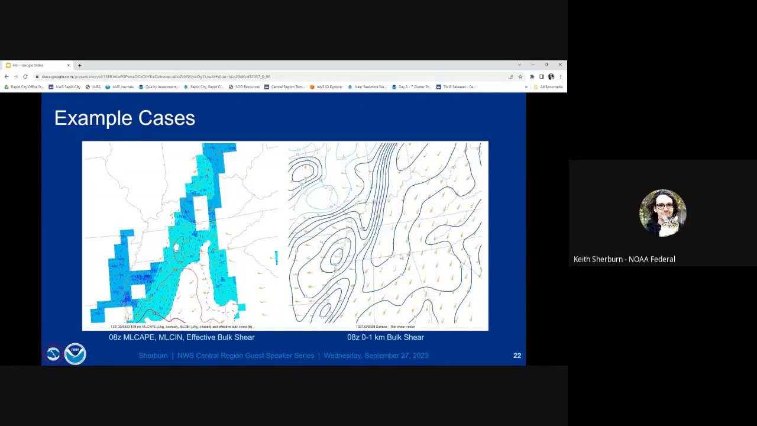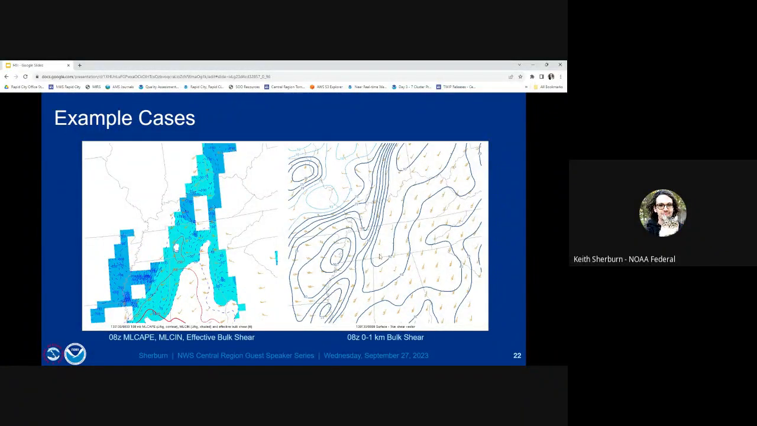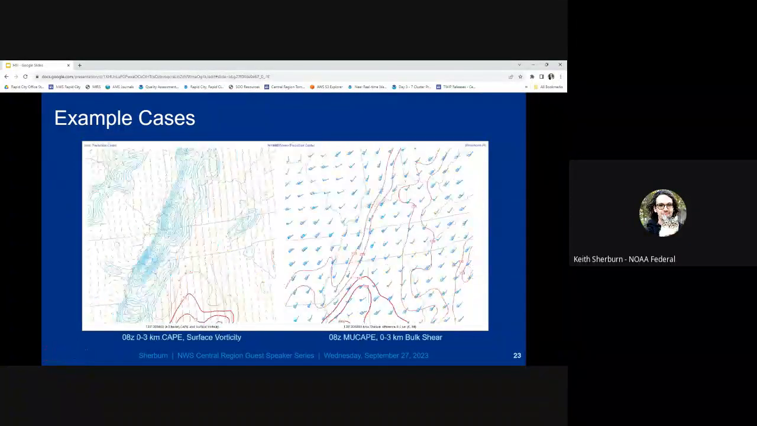And then if you look at the 0 to 1 kilometer bulk shear vectors, one, they're largely parallel to the advancing QLCS, but you also have magnitudes here of about 50 to 55 knots in advance of the QLCS. So very impressive kinematic environment.